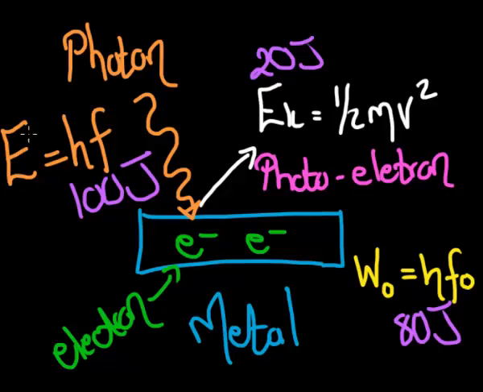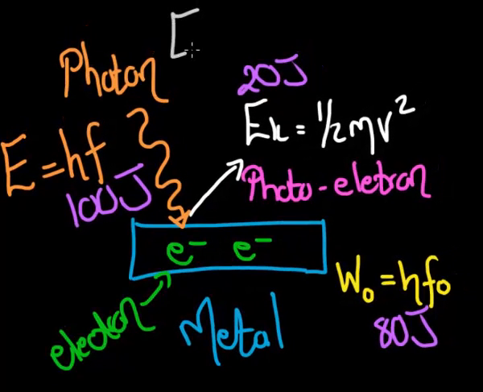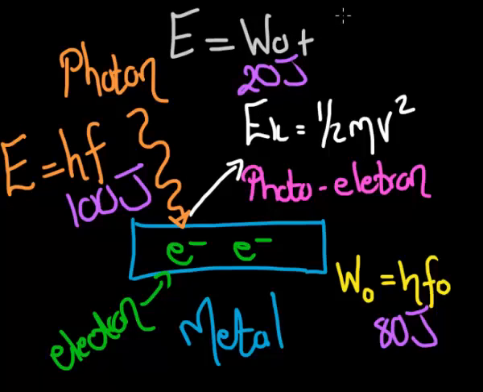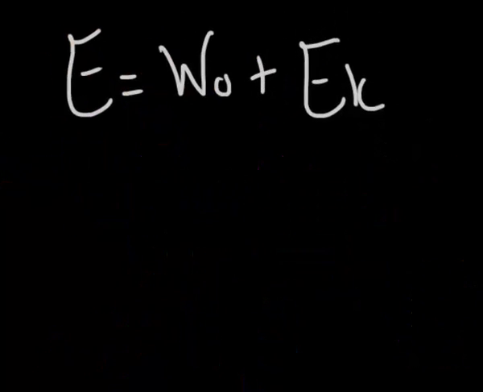So from this, we're going to be able to deduce a formula. And the formula will state that the energy of the photon of 100 joules is equal to the 80 joules of the work function plus the 20 joules from the kinetic energy. So the kinetic energy and the work function's energies added up will give me the energy of the photon. And this is the formula that we'll be making use of to do calculations in the photoelectric effect.